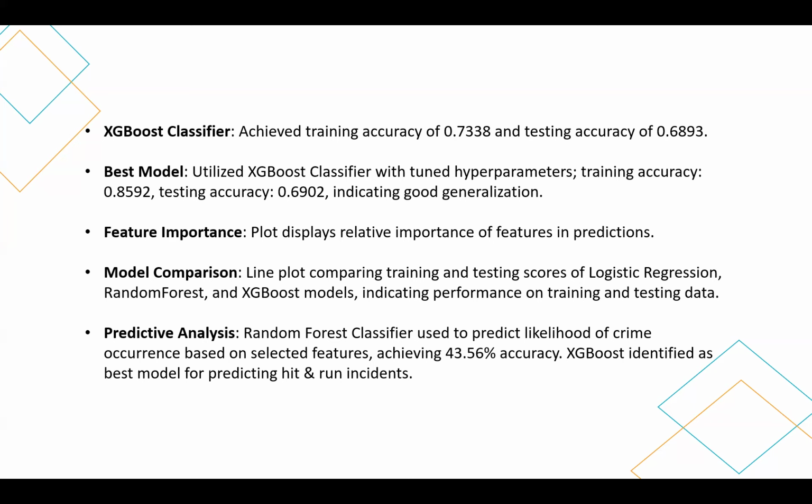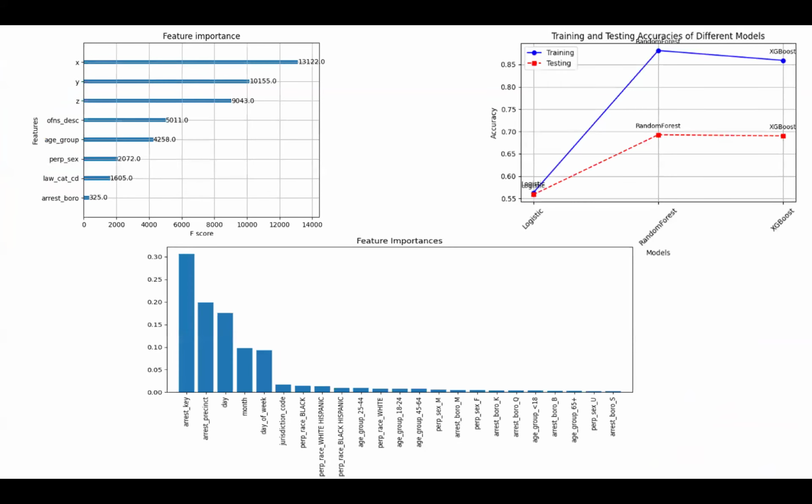Model comparison: a line plot comparing training and testing scores of logistic regression, random forest, and XGBoost models, indicating performance on training and testing data. The predictive analysis is a random forest classifier used to predict likelihood of crime based on selected features, achieving 43.56% accuracy, and XGBoost identified as the best model for predicting hit and run incidents.